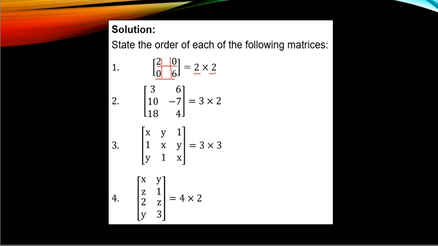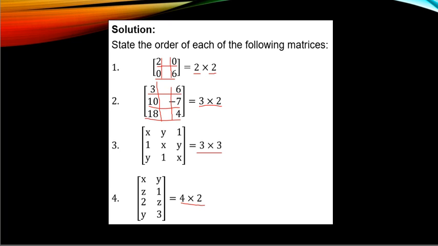Number 2 is a 3 by 2 matrix. You have 3 rows, that is 3 6, second row 10 minus 7, third row 18 4, and you have 2 columns, 3, 10, 18, and 6, minus 7, 4. That is a 3 by 2 matrix. Number 3 is a 3 by 3 matrix, 3 rows and 3 columns. Number 4, you have a 4 by 2 matrix.